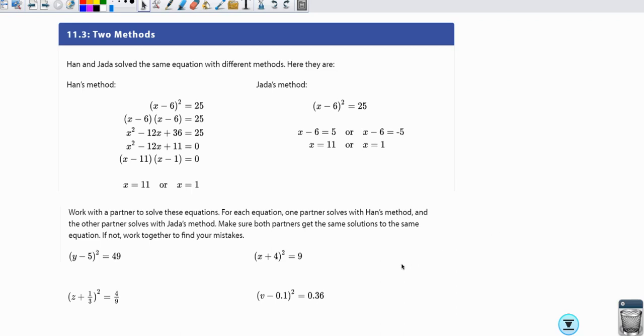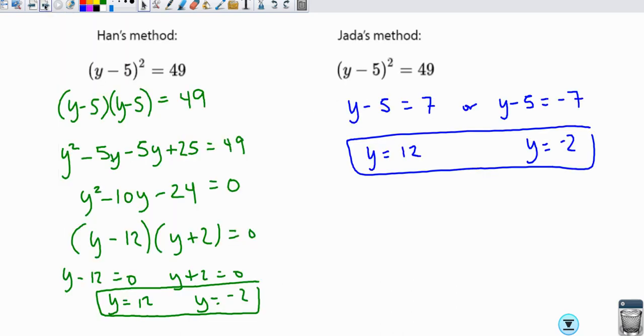All right, you should have already tried at least 2 or 3 of these problems down here. I'm going to show you both methods for solving each problem. Here's the first one, solved with Han's method. Write it out, distribute, get one side equal to 0. I didn't write every single step. From here to here, I subtracted 49 from both sides. From here to here, we factored.